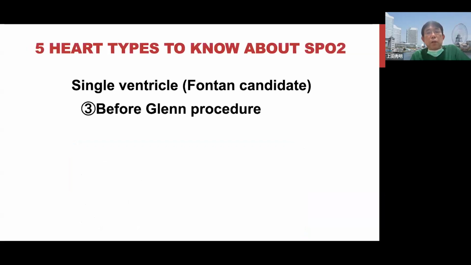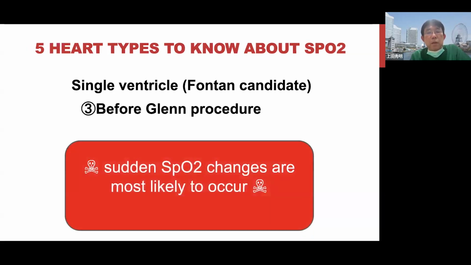So looking at before Glenn shunts, this is the most important thing, because the patient will easily suffer congestive heart failure and become very unstable. And this is the most dangerous part of the whole life. Suddenly, saturation changes can happen very easily. It may drop, or it may rise. So we should handle it very carefully. It means this is the most dangerous time, a very unstable phase. We have to be very careful.